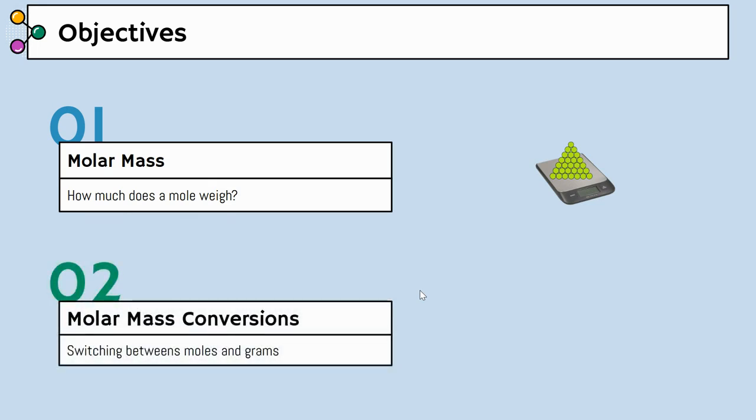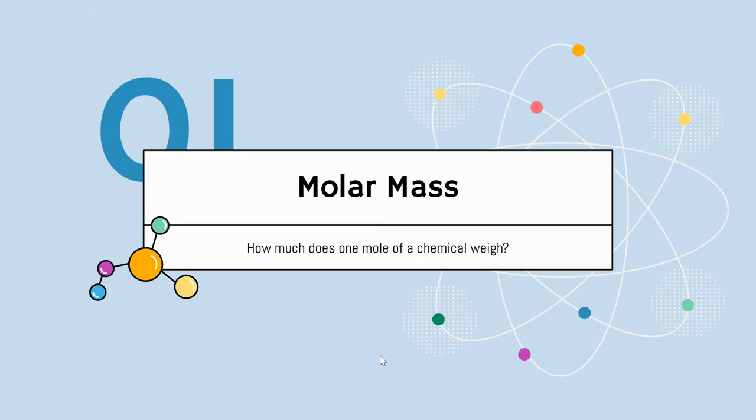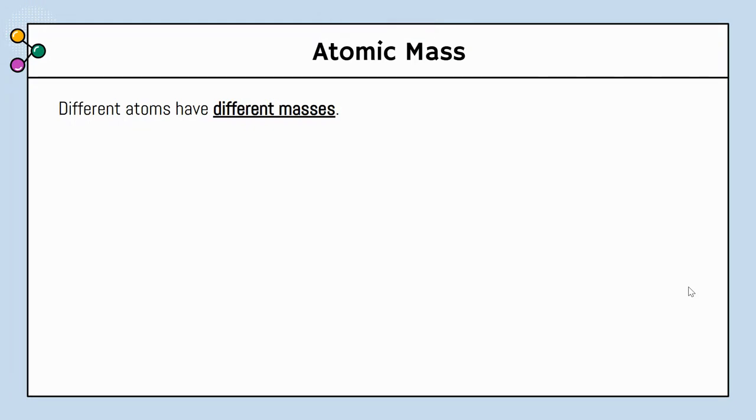And second, we'll talk about molar mass conversions when we switch between moles of a chemical and grams of a chemical. So first, let's talk about molar mass. Again, we're going to talk about how much 1 mole of a chemical weighs. So first, we need to talk about atoms. Different atoms have different masses.